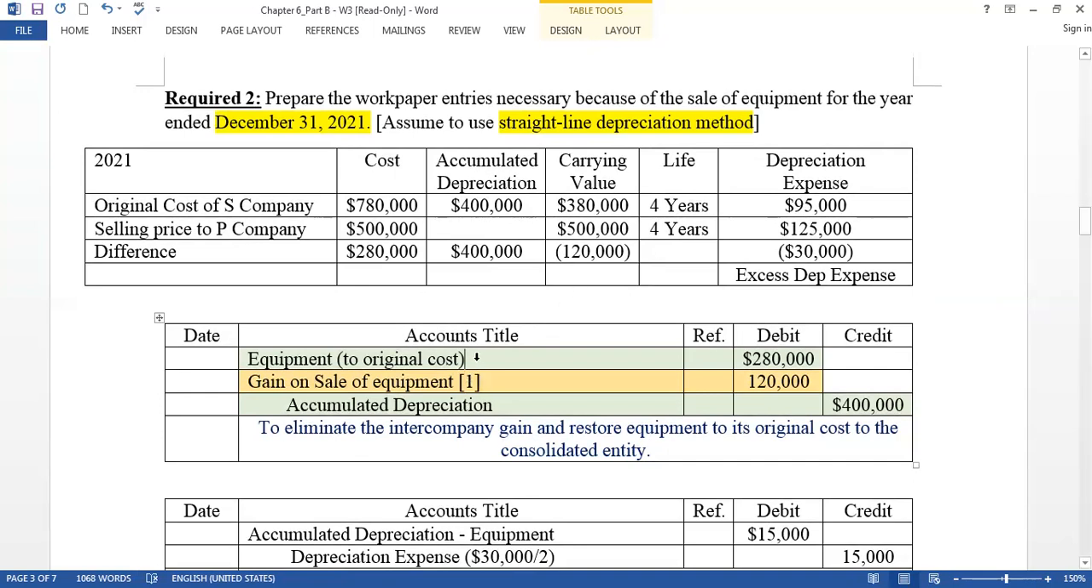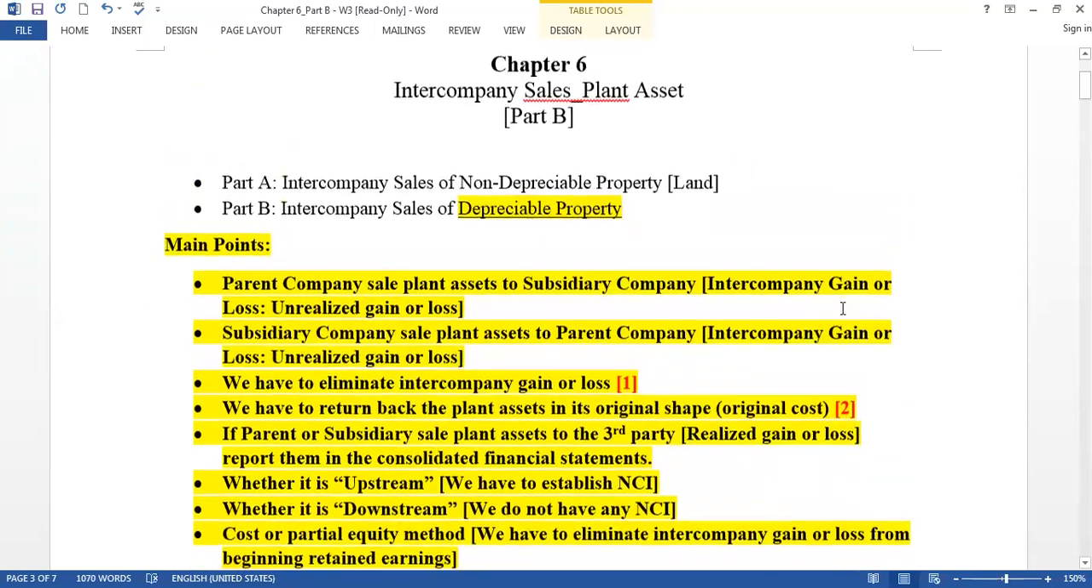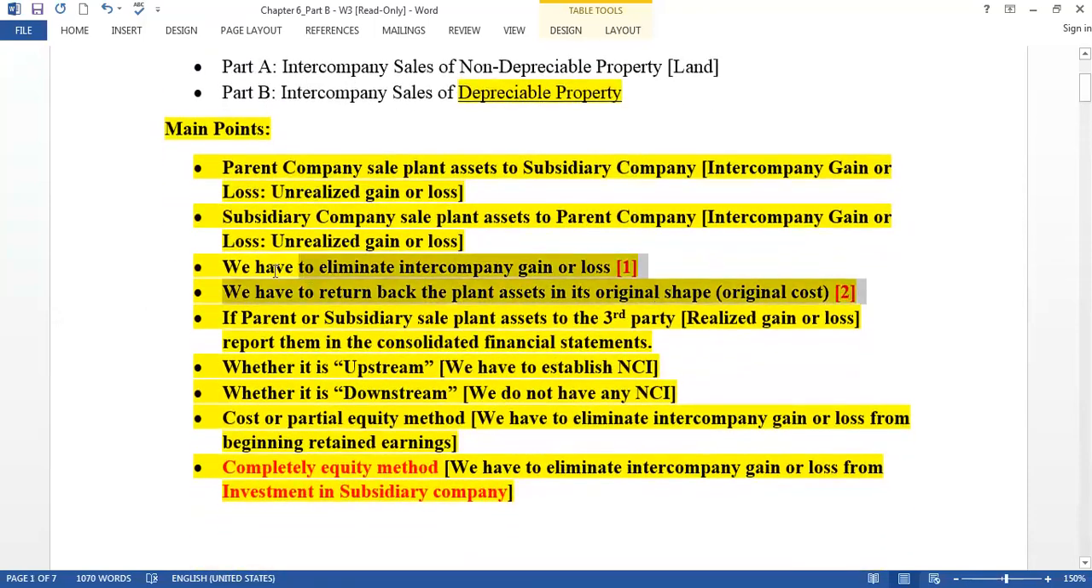And second point said that reshape the asset in its original form. So look at the main points here. These 2 main points. We have to eliminate intercompany gain or loss, right? And we have to return back the plant asset in its original shape, as it is a depreciable asset. So we have to adjust with cost and accumulated depreciation.